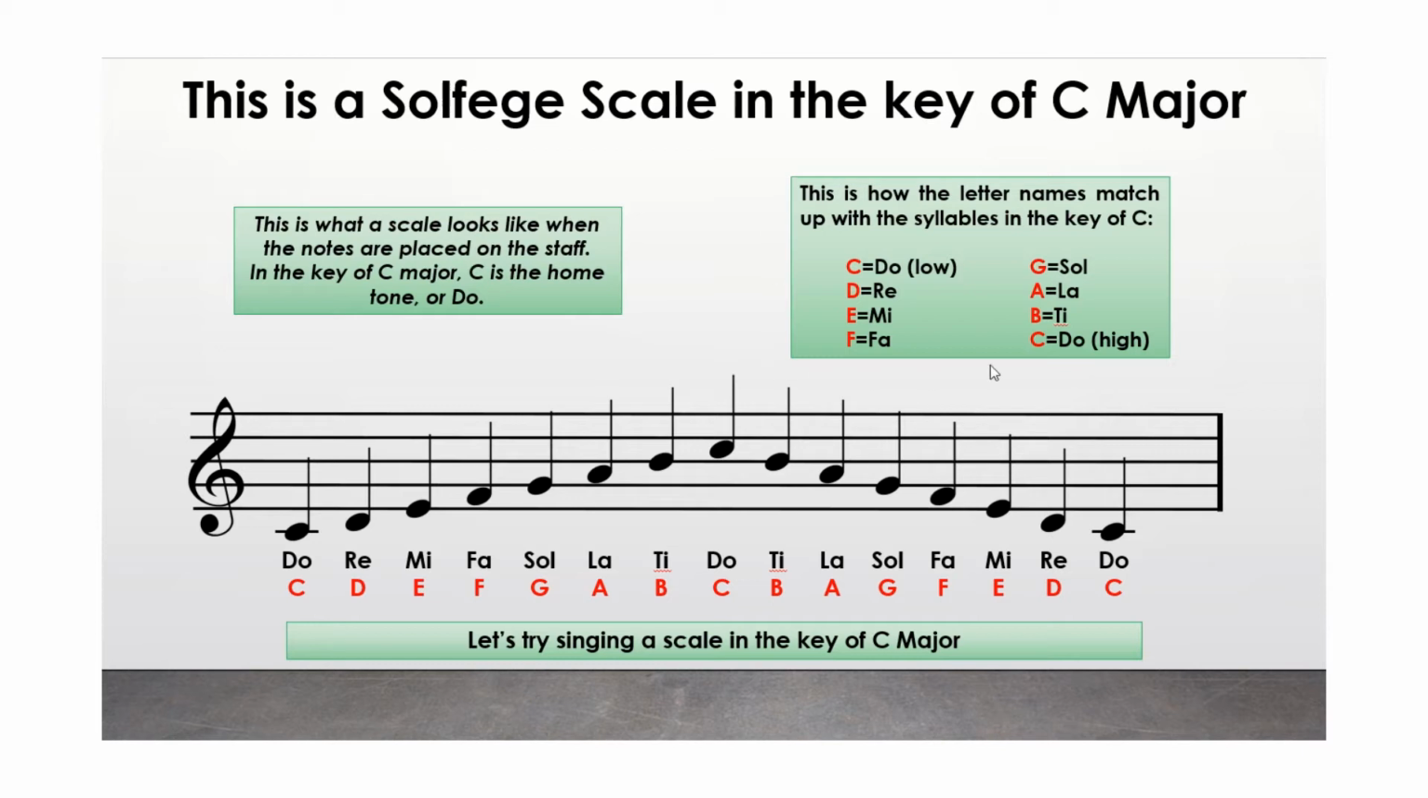We have a chart here that can remind you. It shows how the letter names match up with the syllables when we are in the key of C. Let's try singing this scale now in the key of C major. There's do. All of the notes here are quarter notes, so they get one beat each. Let's get set up. 1, 2, and here we go.